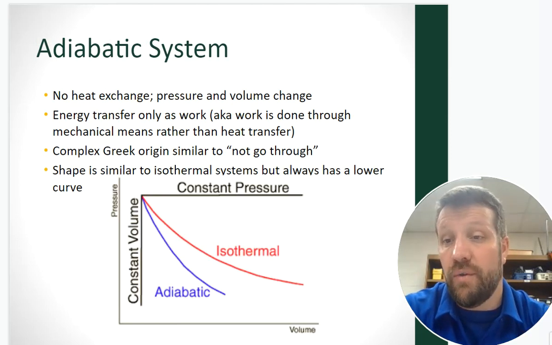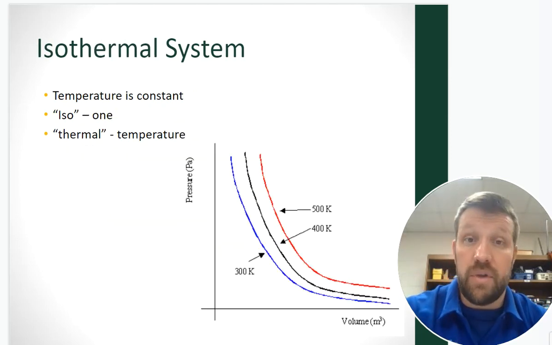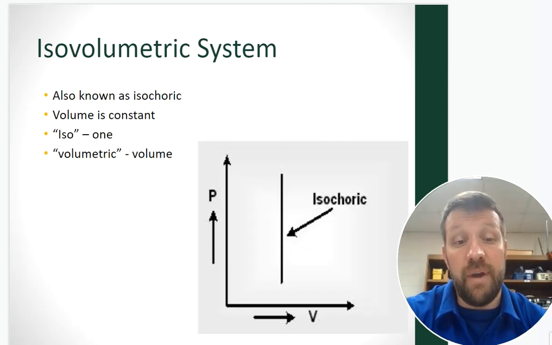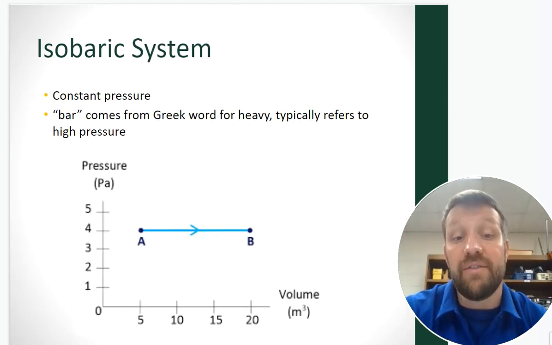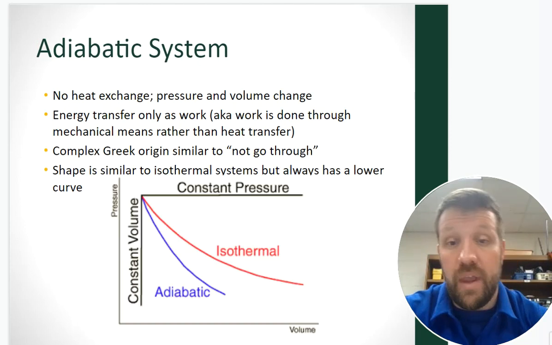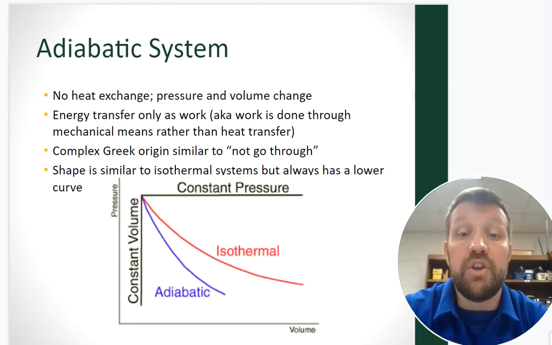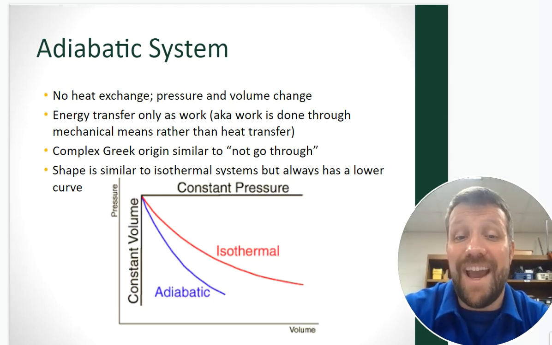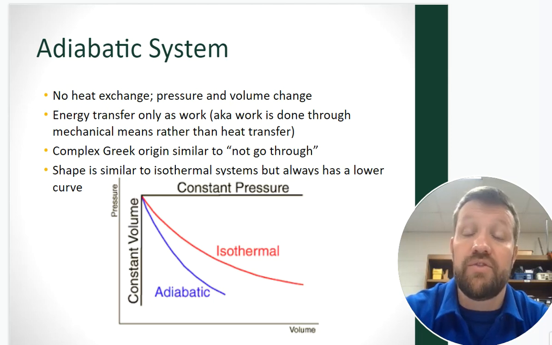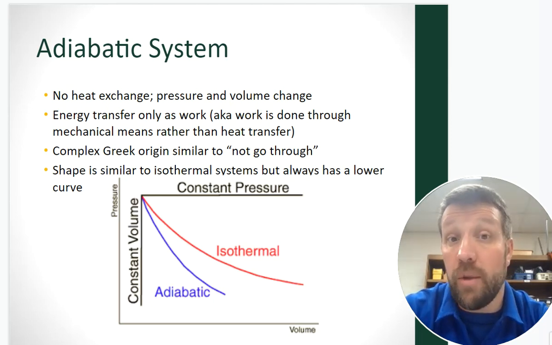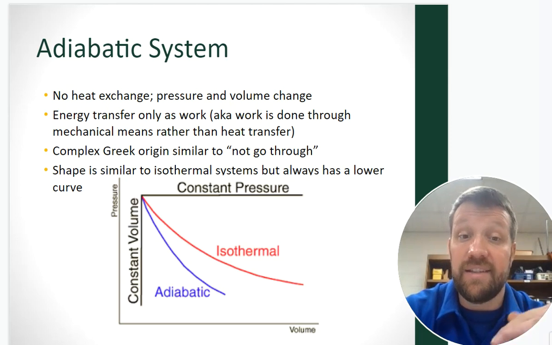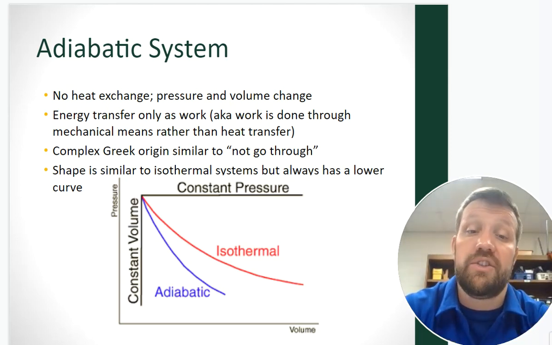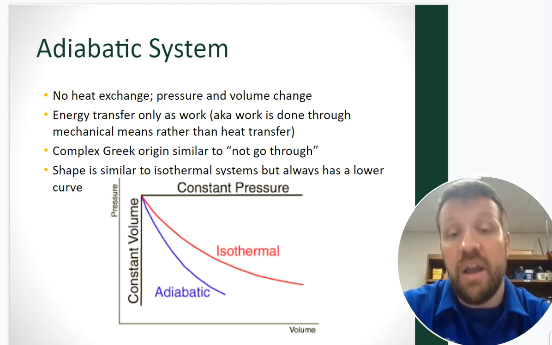And then finally, we've got an adiabatic system. This is kind of its own. So far we've looked at isothermal, constant temperature. Isovolumetric, constant volume. Isobaric, constant pressure. Adiabatic is a little different. There's going to be no heat exchange here, okay? The pressure and the volume will change, but no heat is actually going into or out of the system here. So we have energy transfer only as work being done in this case. Heat stays the same, only work changing here. So AKA work is done through mechanical means rather than heat transfer.